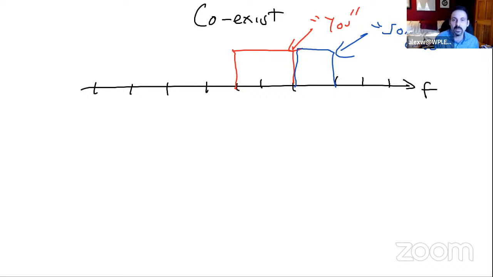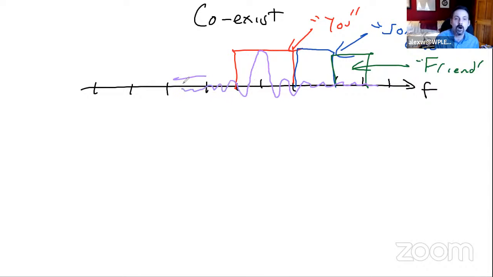And then over here is someone else's friend. So the problem here is that if you have your sync pulse, you don't stop in your spectrum. You keep on going into someone else's and their friends and stuff, all the way to minus infinity to plus infinity. And if they do the exact same thing, they interfere with you.